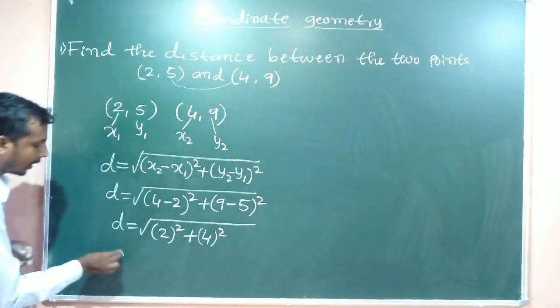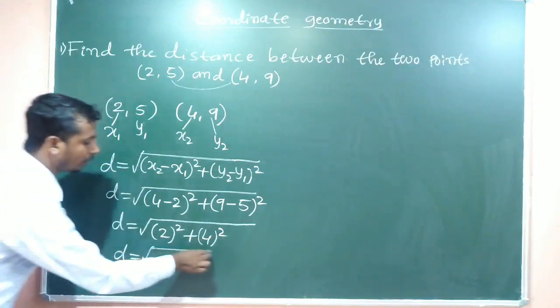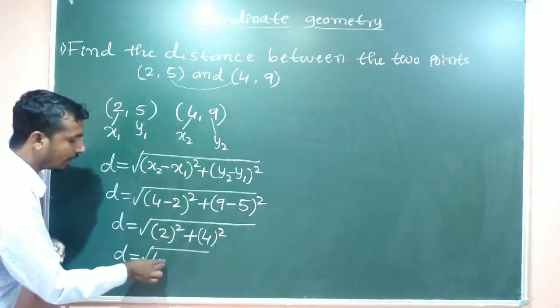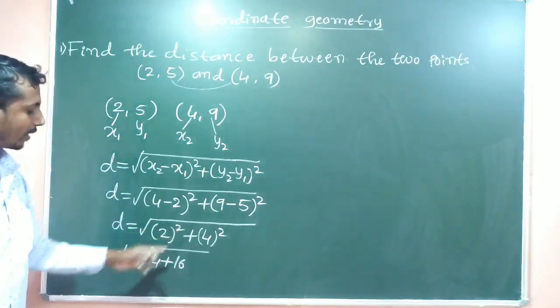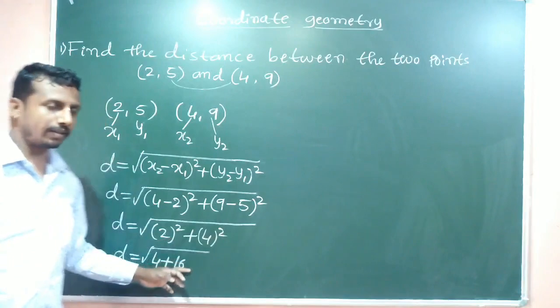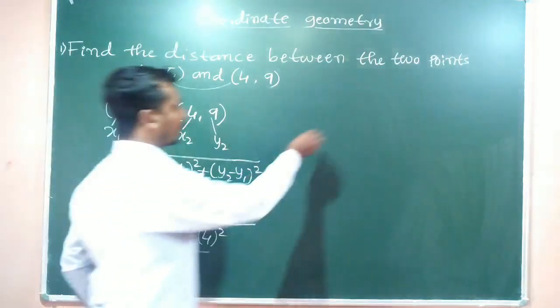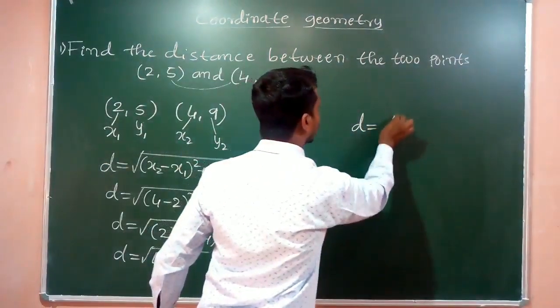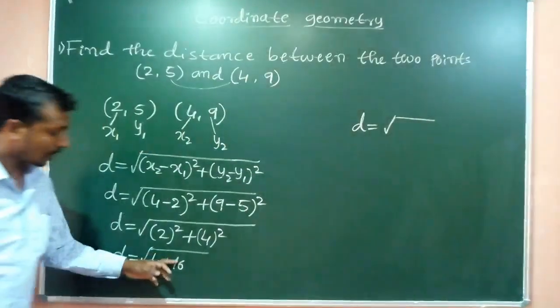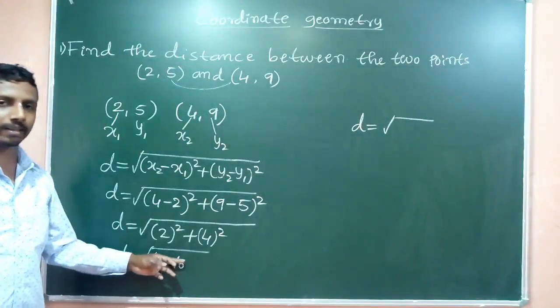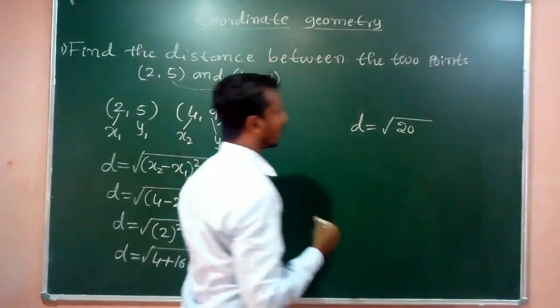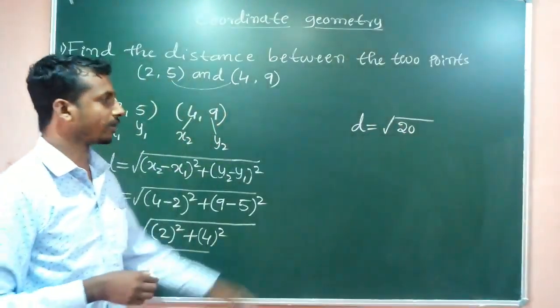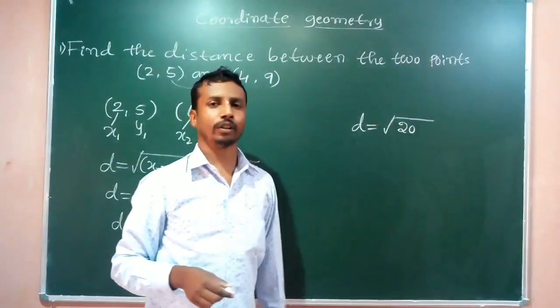Then next D is equal to square root of 2 square is 4 plus 4 square is 16. Then D is equal to square root of 4 plus 16 is 20. 16 plus 4 is 20. Now here the distance between the 2 points is square root of 20.